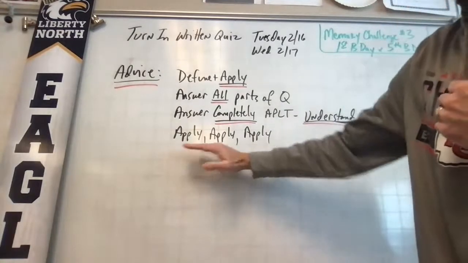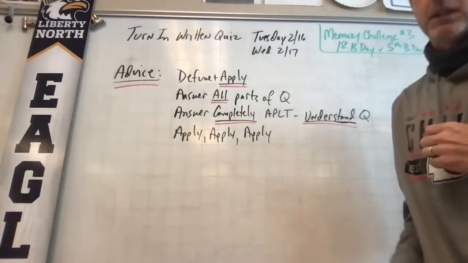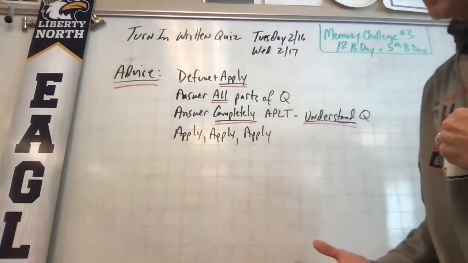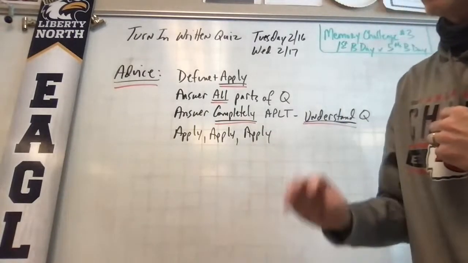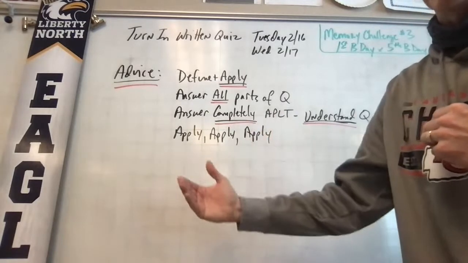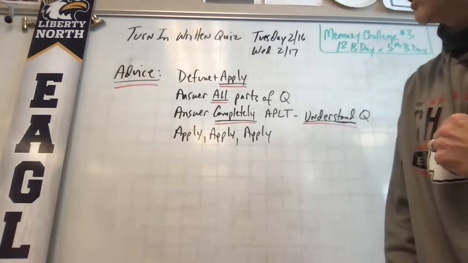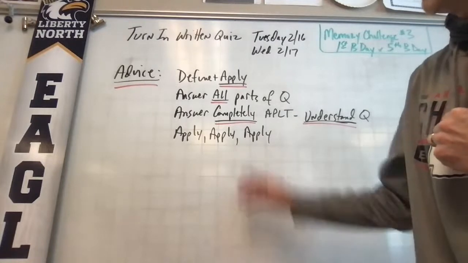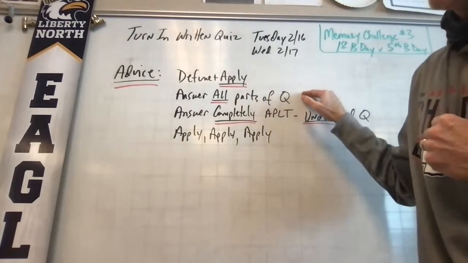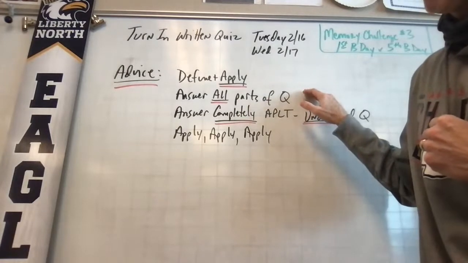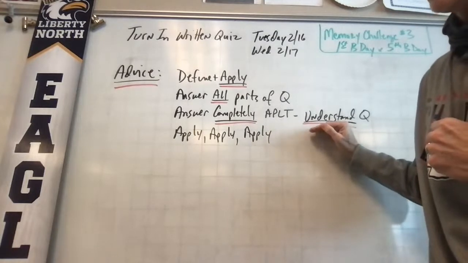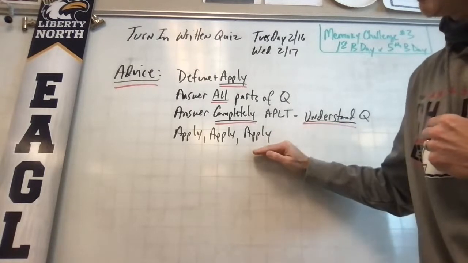And then lastly, apply. We had a lot of people who just defined things on the last quiz, and you did not actually apply it. So make sure. Again, you get points for defining, but you get more points for applying, because that's the step that we're trying to get you to take as you head off to college. So define and apply, answer all parts of the question. Make sure you can't repeat anything. Answer completely. Make sure you understand what it's asking, and then answer completely, and then apply.